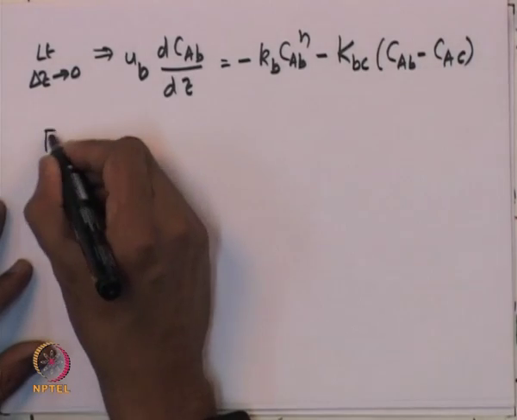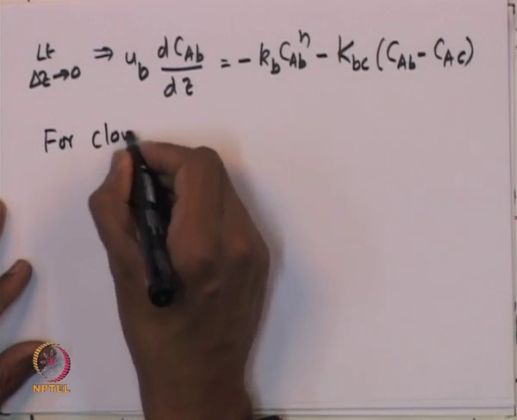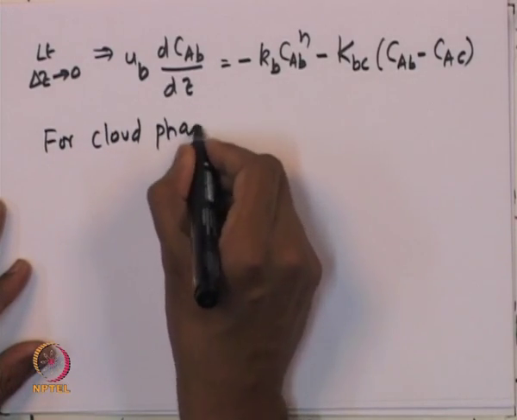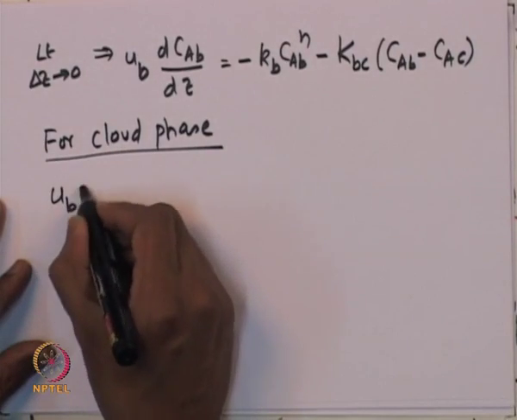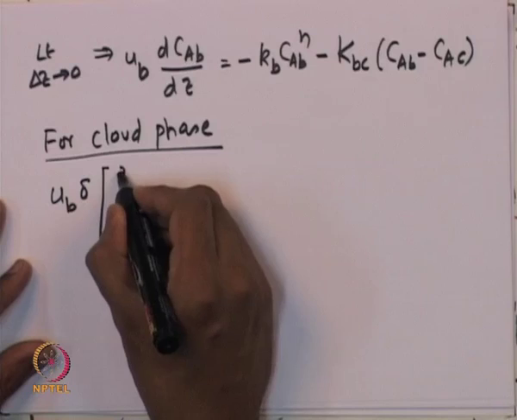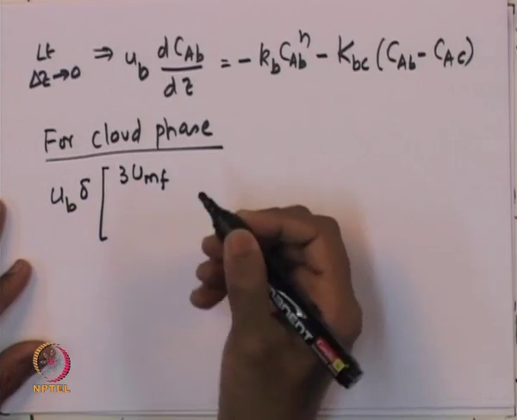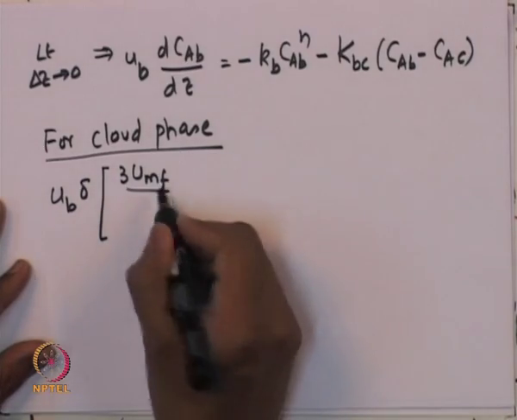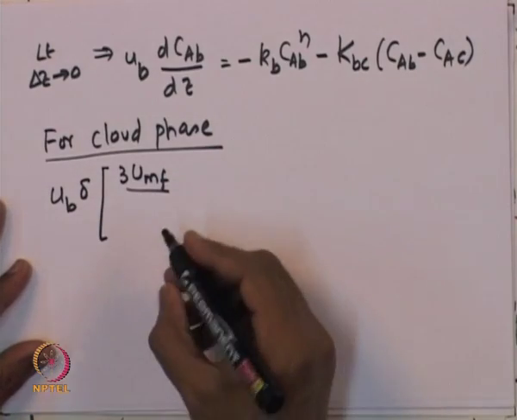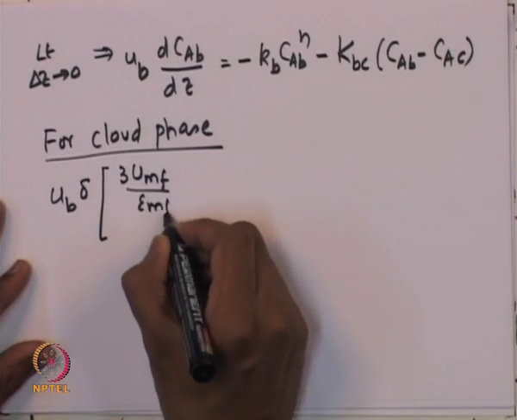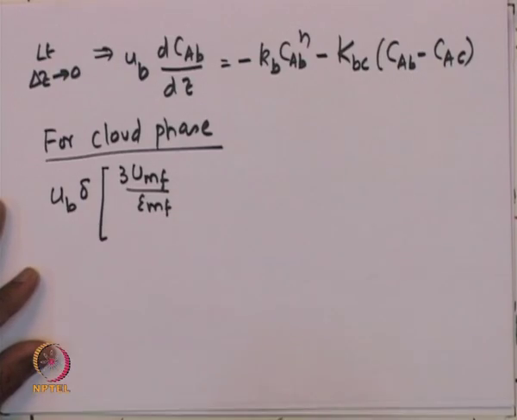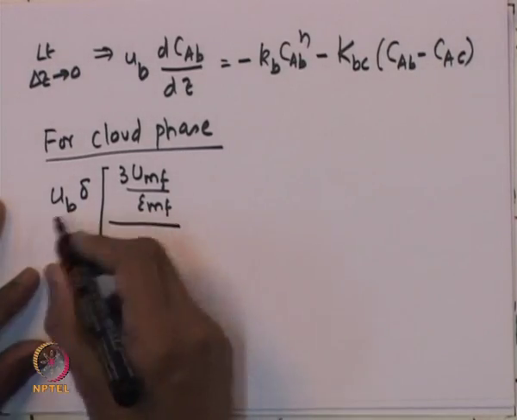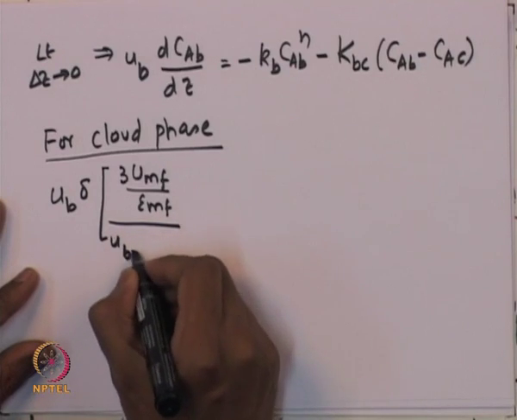Similarly, for the cloud phase, the mole balance is given by UB into delta into 3 times UMF. A very similar balance can be written, and taking the limit of delta z going to 0, one would get that the expression for the mole balance for the concentration of the species in the cloud phase is given by this expression here.